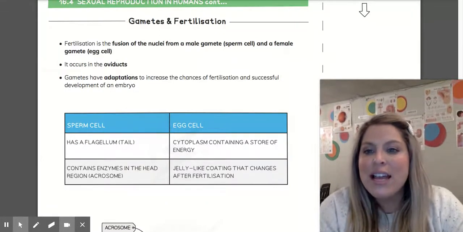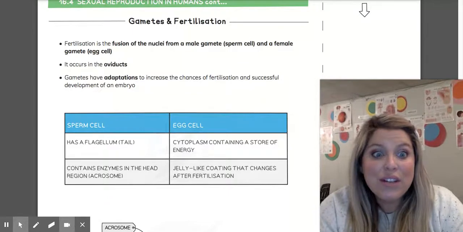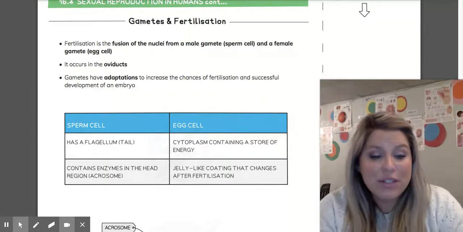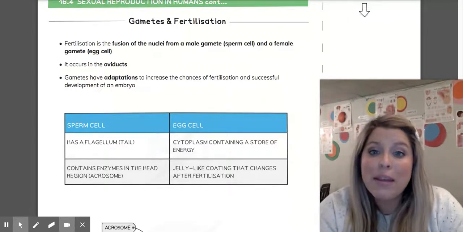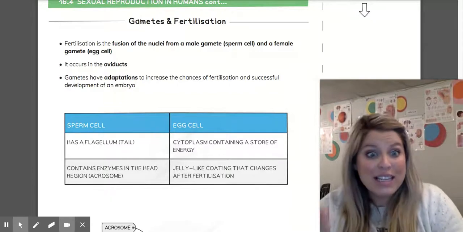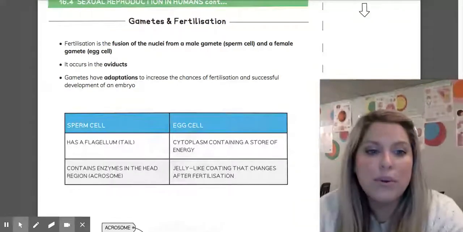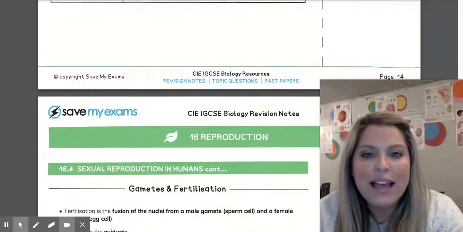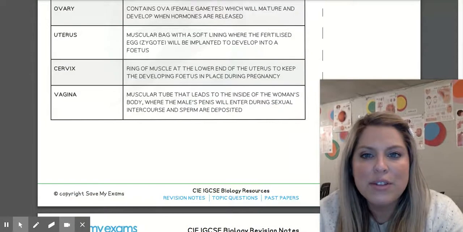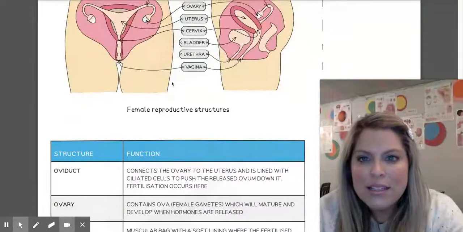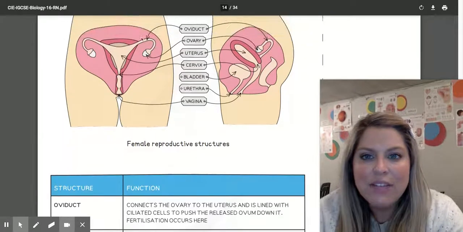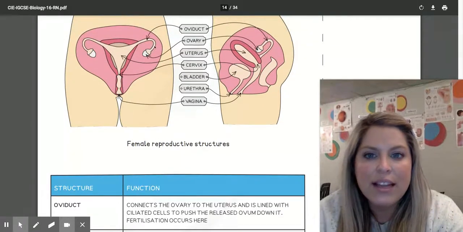For this section, fertilization is the fusion of the nuclei from a male gamete, which is the sperm cell, and a female gamete, which is the egg cell. It occurs in the oviduct. So important to know. So sperm meets egg, and I'm going to show you back up in the picture. Sperm meets egg in the oviduct tube right here that connects the ovary to the uterus. So this is where fertilization occurs.